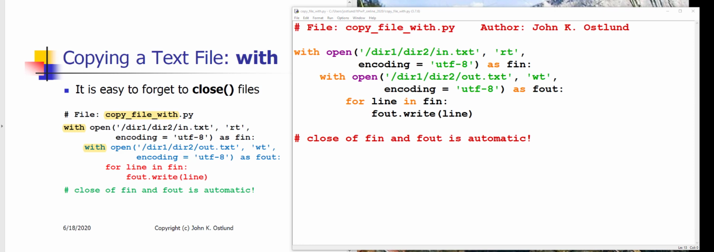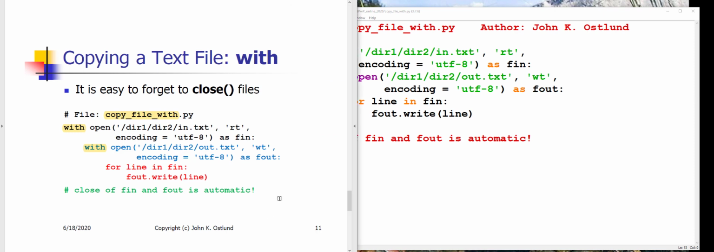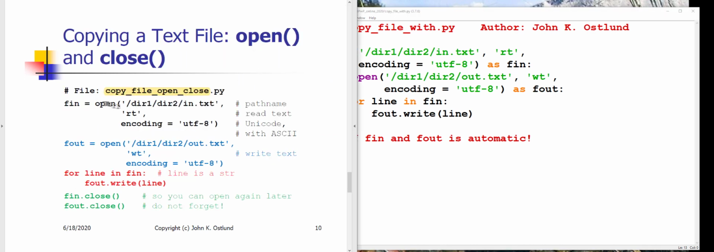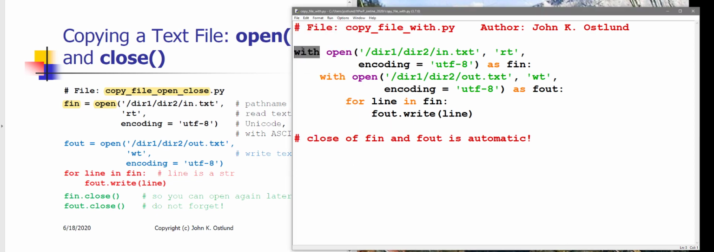All right, so I have closed the previous program on slide 10, copyFileOpenClose.py, and I have opened in my editor the file copyFileWith.py. Now, this program is accomplishing the same thing. In one way, it's slightly more complicated, but in another way, it's simpler. The way that it's more complicated is that instead of using the open function and assigning the result of the open to a variable, instead we're using the keyword with, and then we have our open function as before, but then the word as fin.